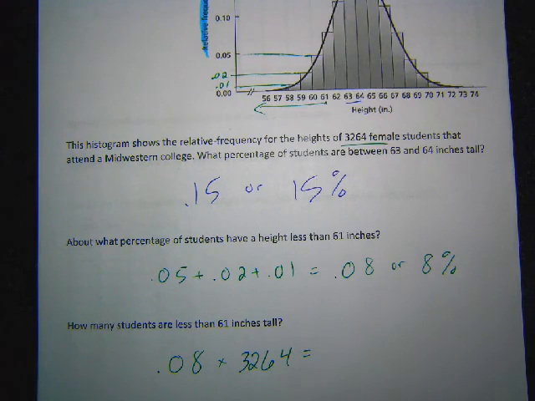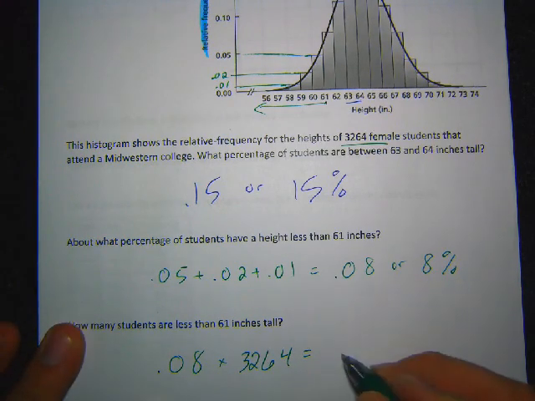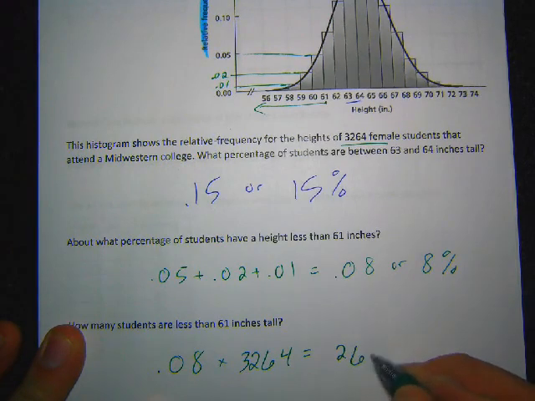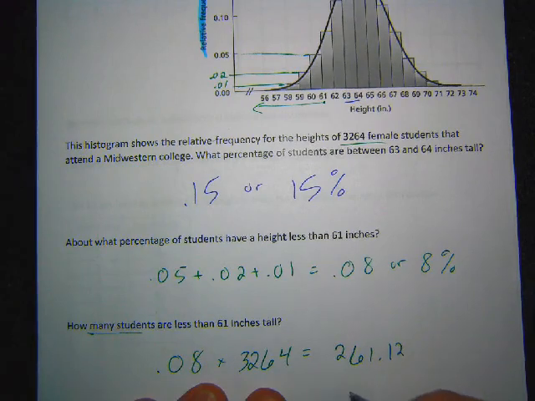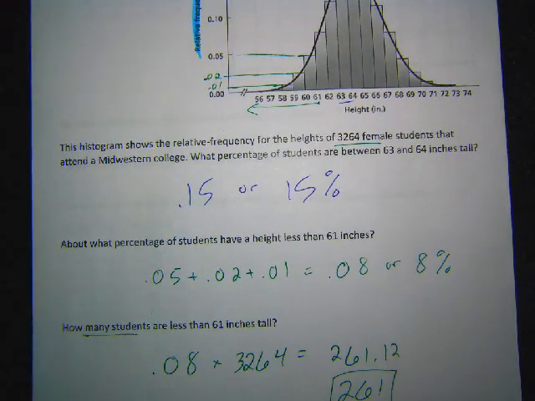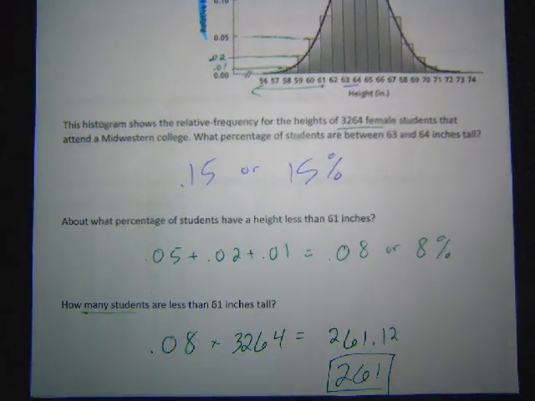So I'm just going to type it in the calculator real quick. And so I got about 261.12, which again, since we're looking at how many students, we probably round that to the nearest whole number. My math, I would probably expect that. They'll specify if they want a rounded value or not.